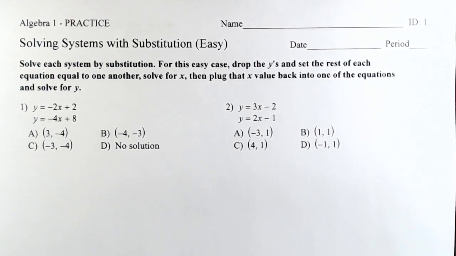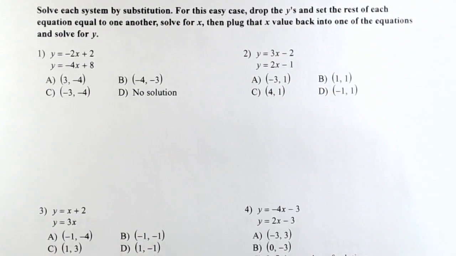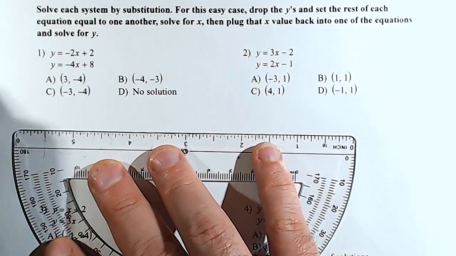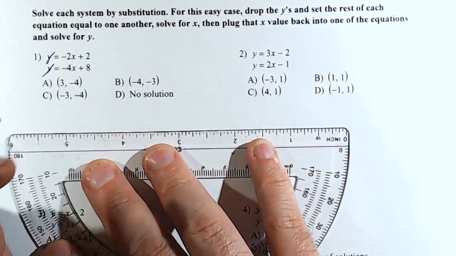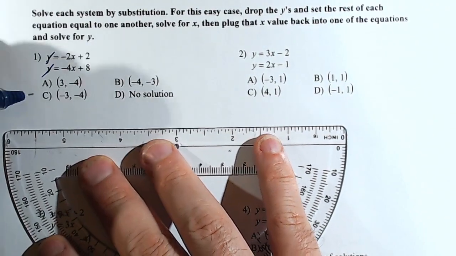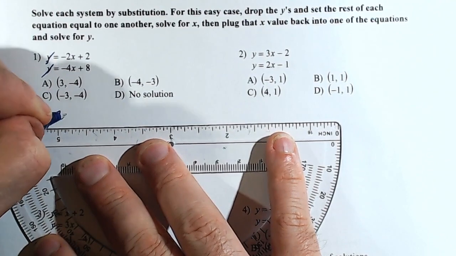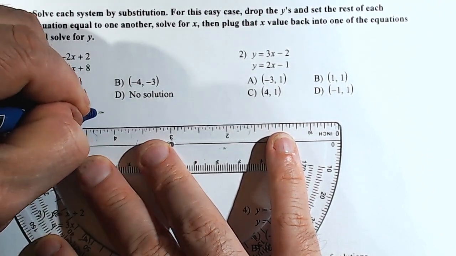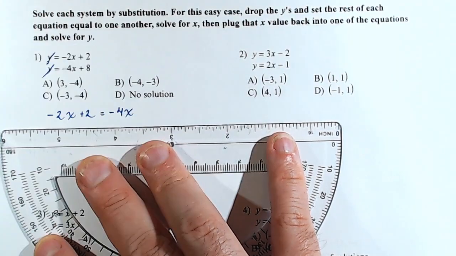Okay, we're going to solve each system using substitution, and this is the easy case. So we're going to do the same thing we just did. In this first example, we're just going to drop these y's. We're going to set these equations equal to one another and solve for x. So negative 2x plus 2 equals negative 4x plus 8.